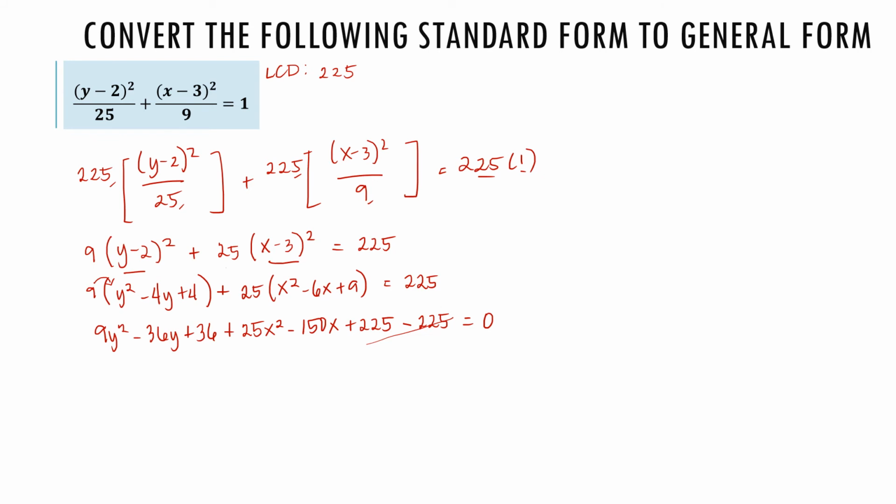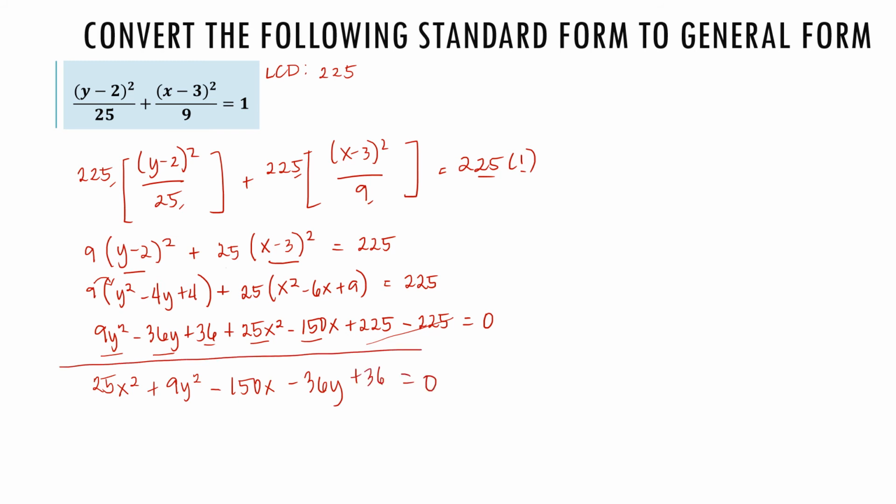Unahin natin si x squared. So we have 25x squared. Next ay si y squared. Ano tayo dito? Plus 9y squared. And then yung may x, minus 150x, and then y, minus 36y, and the last constant, plus 36. So this is our general equation.